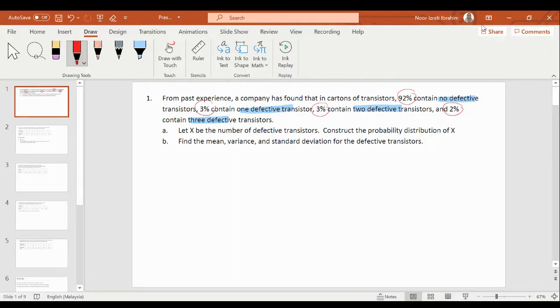So here we have the X whether 0, 1, 2 or 3, and each of the percentage is actually the probability given, which is 0 is 92%, or I can write as 0.92, 1 is 0.03, 2 is 0.03, and 3 is 0.02. So this is the probability distribution table.